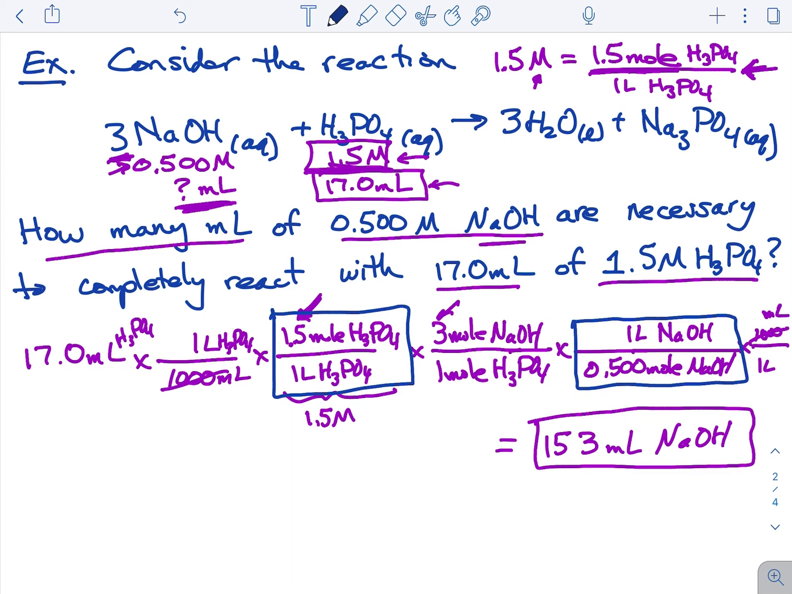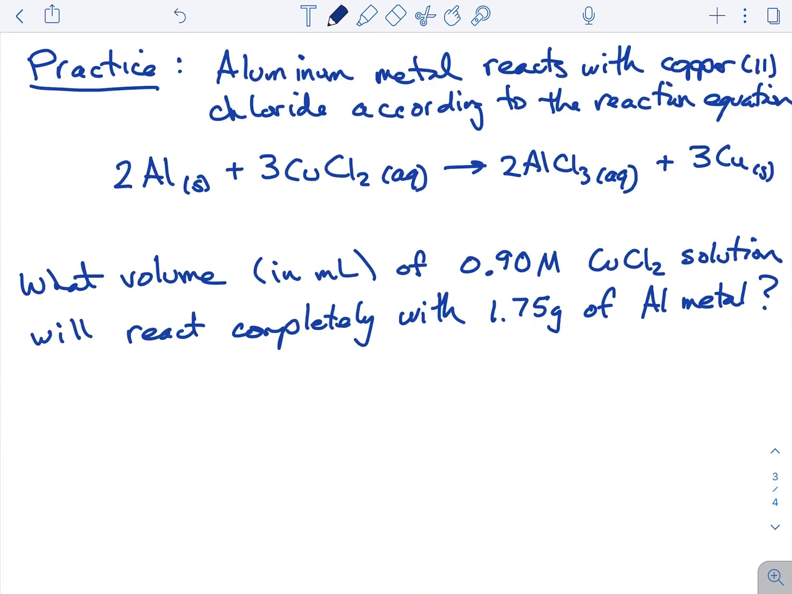All right. We're going to do a practice problem here now. As always, go ahead and pause the video at this point. Try to do the practice problem on your own on a separate sheet of paper, and then restart the video, and I'll go through the solution. One thing I'll mention first is that this is a little different in that we have a solid reacting with a solution. So you're only going to need the molarity once in the process as a conversion factor. All right, pause the video and give it a try.